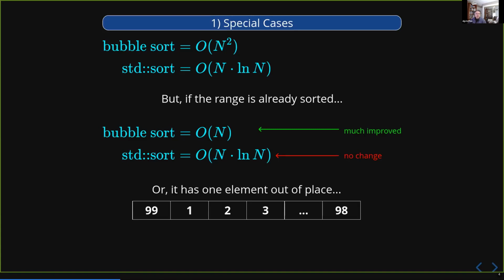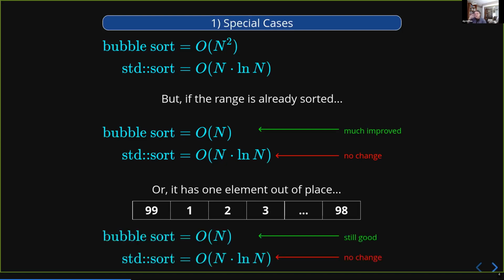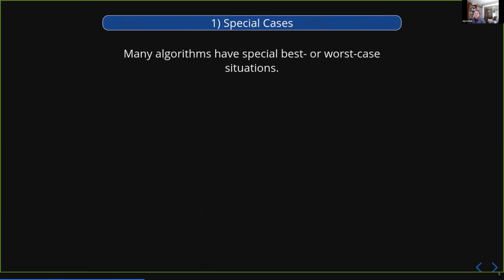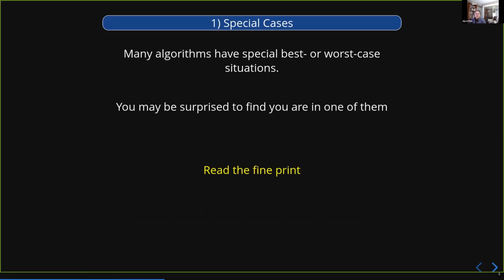Or what if you have one element out of place? You've taken the last element and rotated the whole thing so that it's first. Again, depending on how you write your bubble sort, this is still order n, whereas std::sort is still going to be an n log n operation. So the point is that many algorithms have special best or worst case situations, but order n or n squared or whatever it is is usually just the average or typical case. You may be very surprised to find out that you're in one of these special cases. So when you select your algorithm, read the fine print.